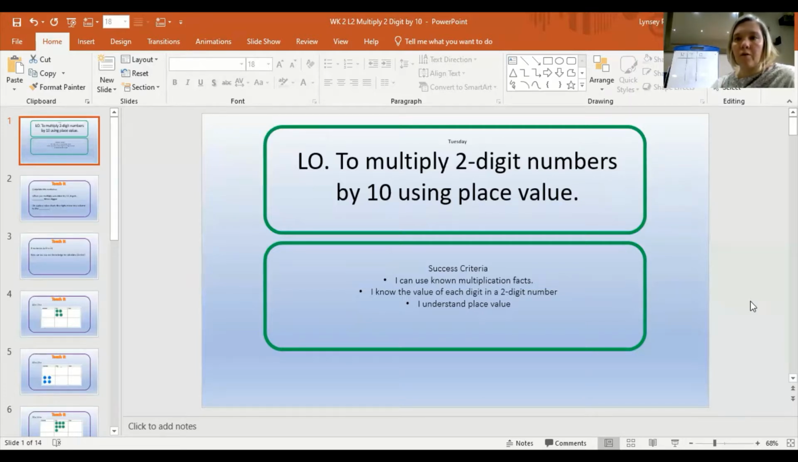I'm going to go straight in and show you your learning objectives today because I'm going to be swapping in between the screens again so that you can see my place value board behind me. So today you can see that our learning objective is to multiply two-digit numbers by 10 using place value.